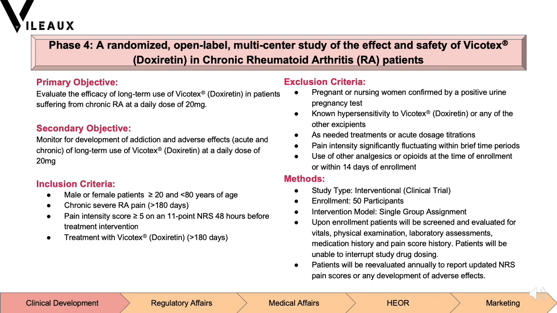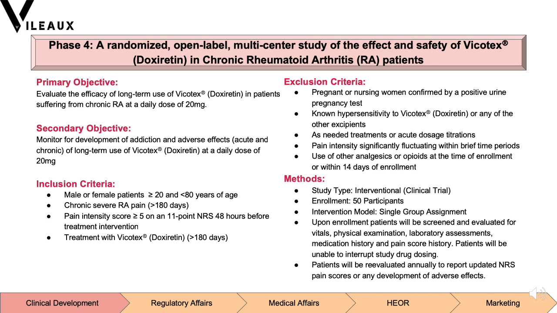We included patients suffering from chronic severe arthritis pain over the course of 180 days with NRS pain intensity scores of greater than or equal to 5, and excluded patients on as-needed treatment and who had significantly fluctuating pain intensities within brief periods of time, as well as additional criteria listed. Within the trial, we enrolled 50 eligible patients who were screened for vitals, labs, medication, and pain history upon arrival.